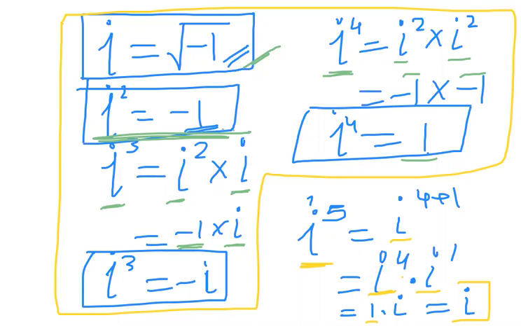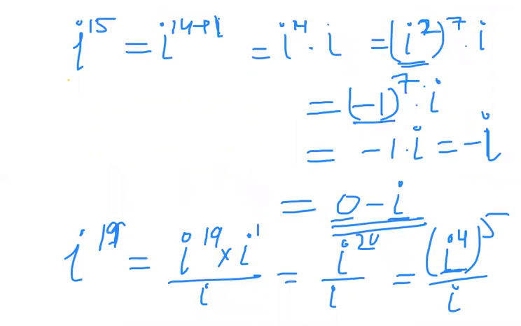Next thing, now these powers may rise. i to the power 15, I could write as i to the power 14 plus 1, that is i to the power 14 into i, because in multiplication powers get added. This is i to the power 2, to the power 7. i to the power 2 has value minus 1. So it becomes minus 1 to the power 7, that is minus 1 into i, minus i. If I want to write this in the complex form, it will become 0 minus i.